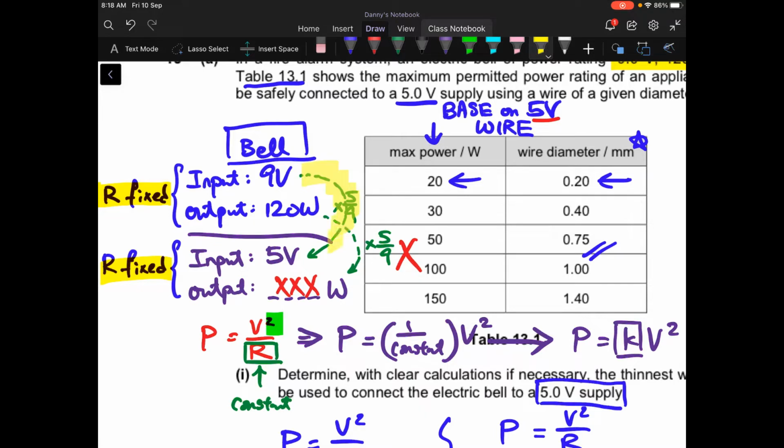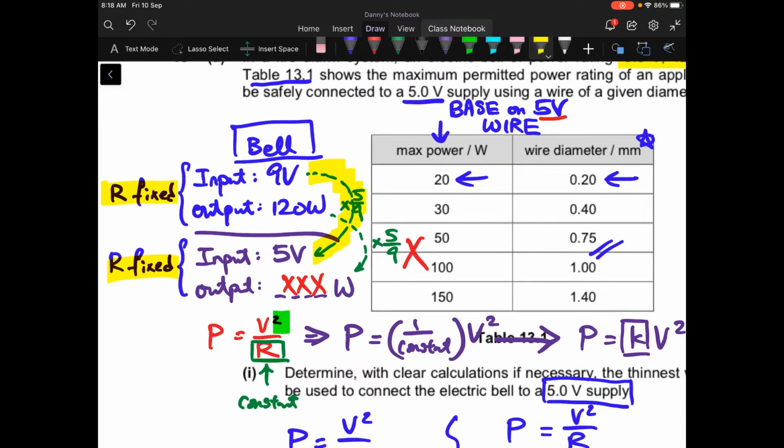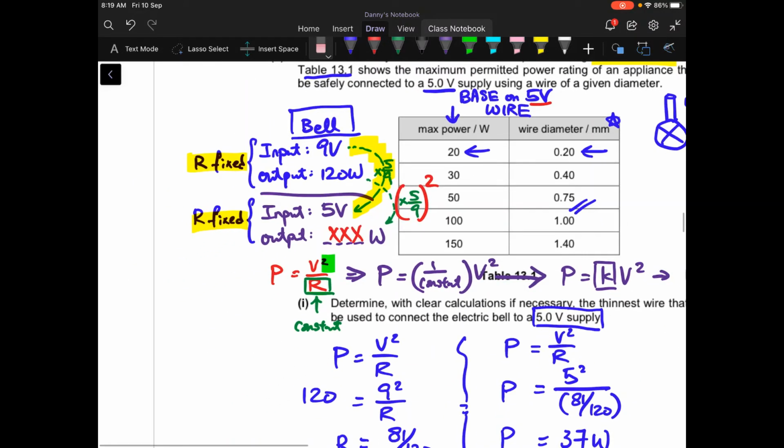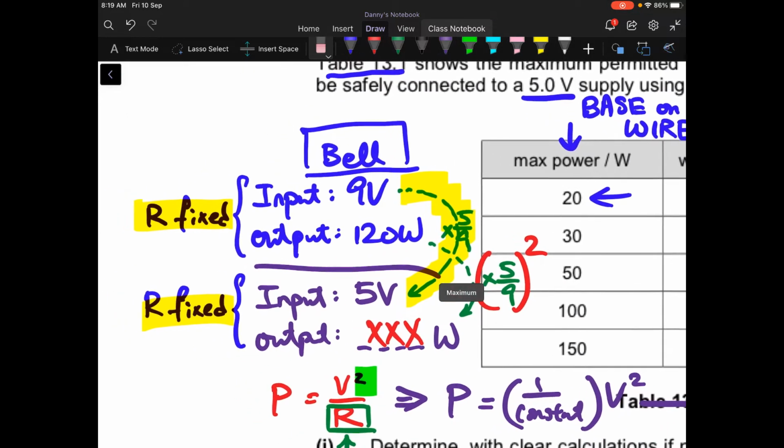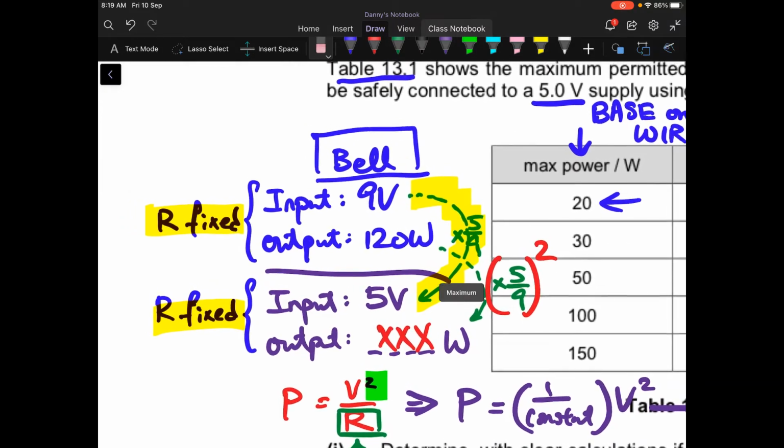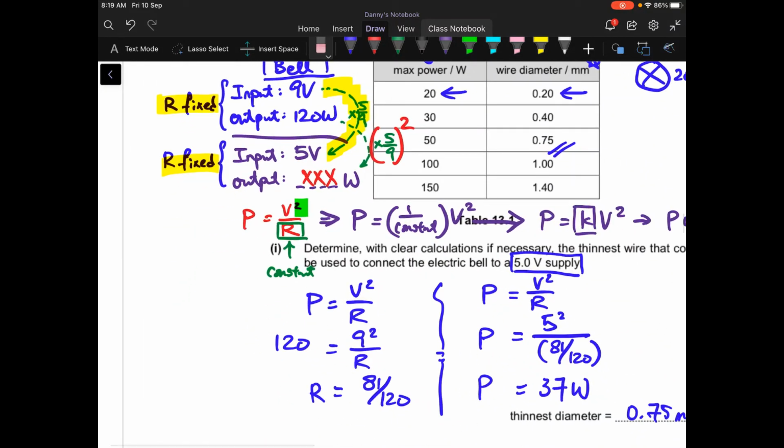So there's a faster way of doing this. If you want to change the voltage by this fraction 5 over 9, you just need to change the power by the square. Then you will be able to get the same answer. Okay, so this is a faster way. So in paper 1, when you are really racing against time, you can do this.